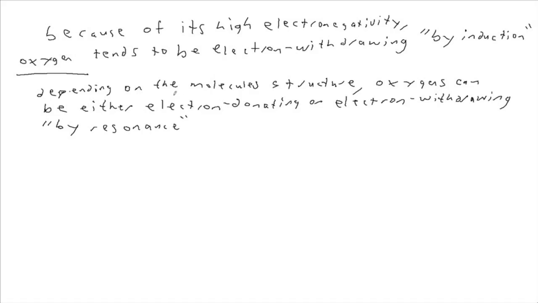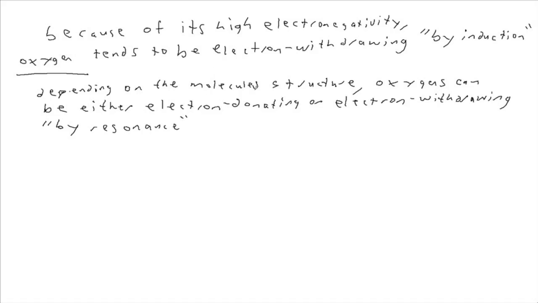Okay, so we were struggling to clarify there a second ago. You said you thought there were maybe two issues and you didn't want to confuse them. And in a sense, that's right. There's two different phenomena here. Because of its electronegativity, oxygen tends to be electron withdrawing, and that phenomenon is called induction. But by resonance, oxygens can be either electron donating or electron withdrawing depending on their position in the molecule. That's the phenomenon called resonance. So we have two different phenomena, induction and resonance.